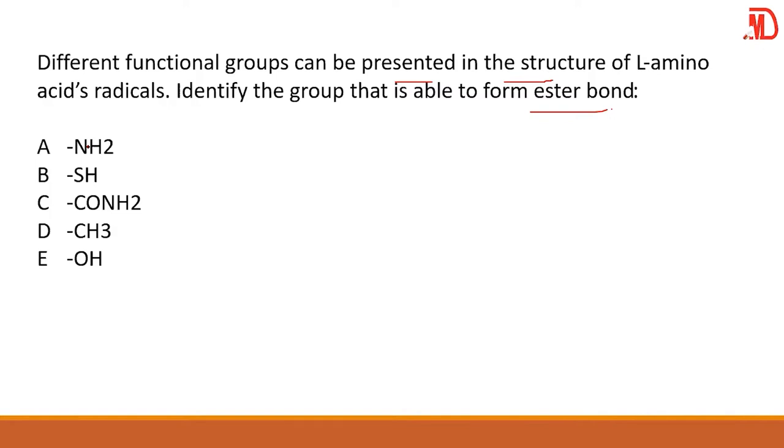So an ester is simply a chemical compound that is derived from an acid in which at least one hydroxyl group is replaced by an oxyl group. I repeat, it is derived from an acid in which at least one OH group is replaced by an O group. In other words, it is formed when a carboxylic acid reacts with an alcohol, and this will produce water and ester. The process is called esterification.